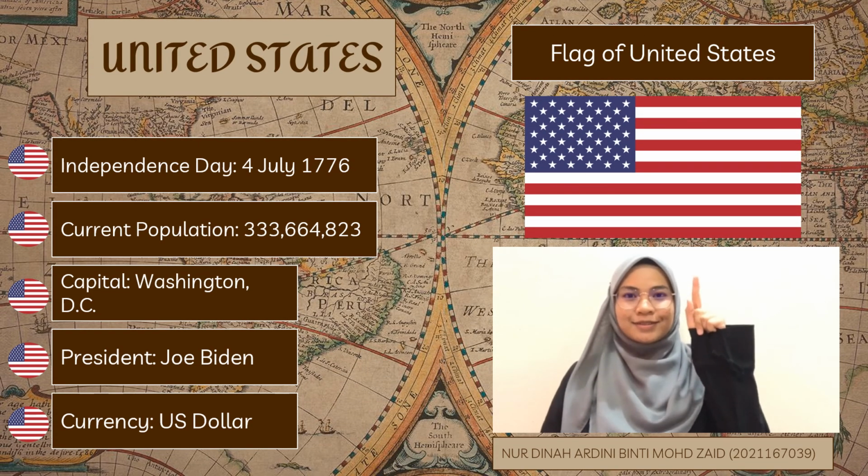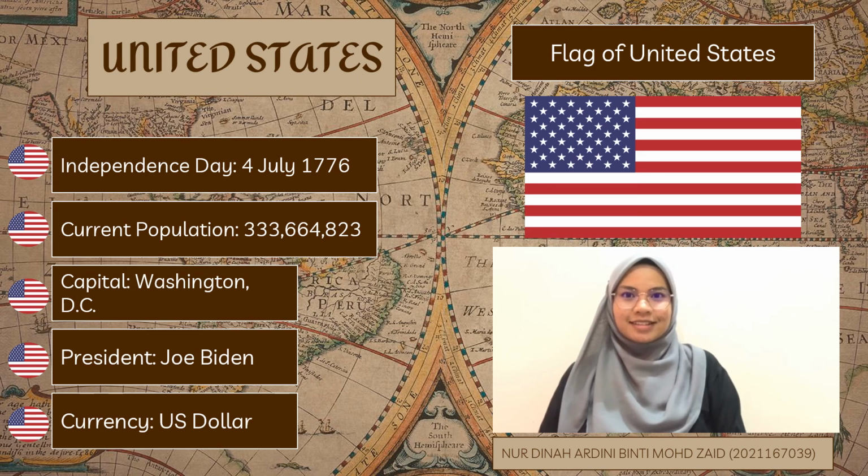This is the flag of the United States. Well, it's quite similar to the Malaysian flag, right? The US gained independence on 4th July 1776. The current population in the US is 333,664,823. Wow, the population is way bigger than in Canada.